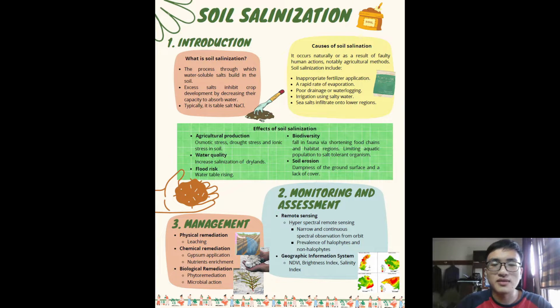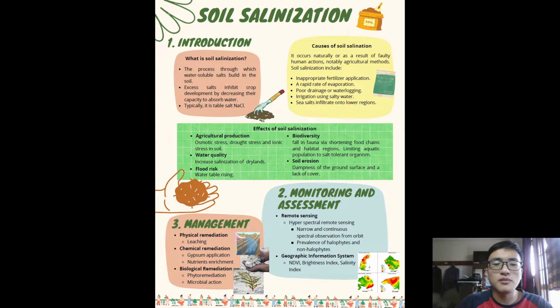Chemical remediation of saline soil can be done by applying gypsum and nutrient enrichment. Gypsum is commonly used for its low cost, simpler application and effectiveness over large areas. The other method is by applying nutrients like NPK, magnesium, and hormones like salicylic acid.